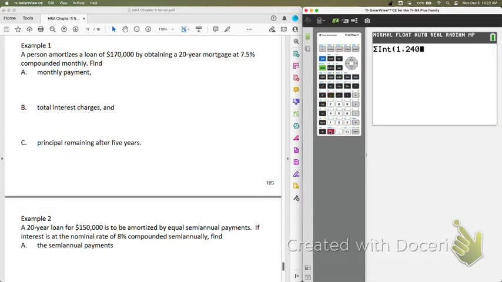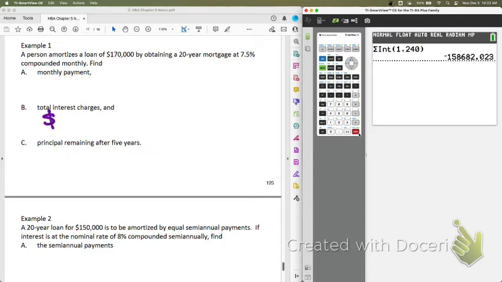So from payment 1 to payment 240, the whole way through, okay, it will come out as a negative number because this is what you are paying over the length of the loan. So how much are we paying in interest charges here? Almost $160,000. On what kind of loan? $170,000.